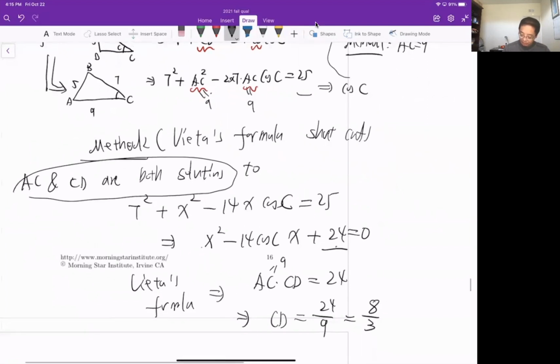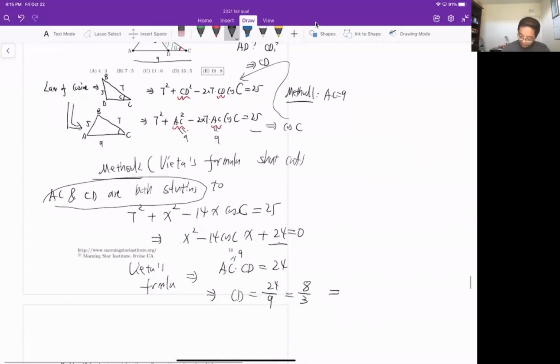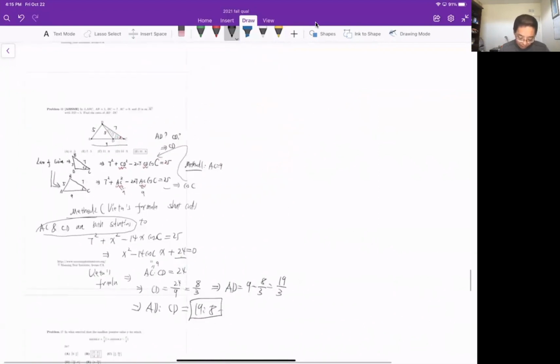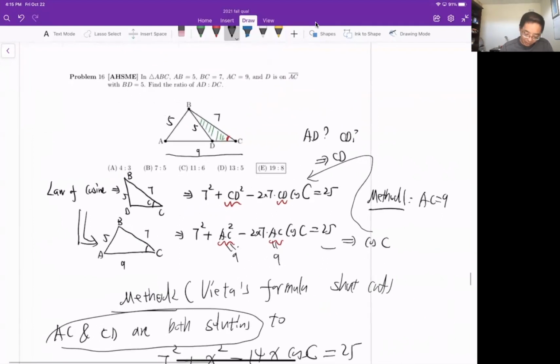All right, and then what do we want to find? We want to find AD to CD. So AD equals 9 minus 8 over 3, which is 19 over 3. And we get AD to CD equals 19 to 8. So here we have a nice example. If we use trigonometric functions, then we can solve this geometric problem in a quite robust way.